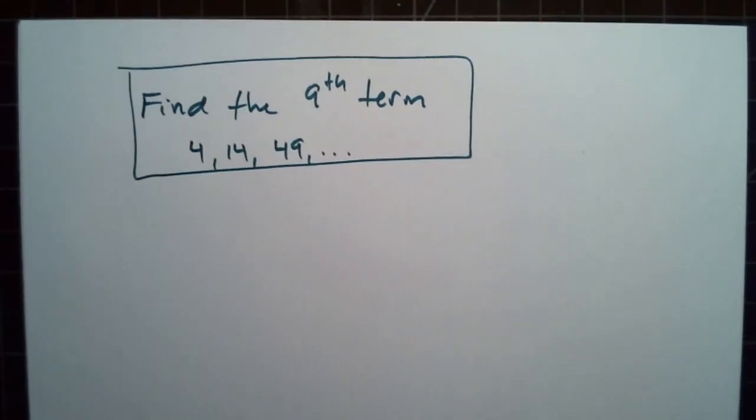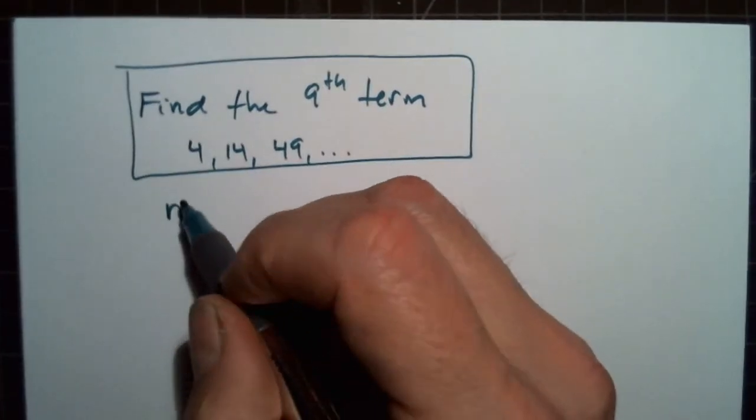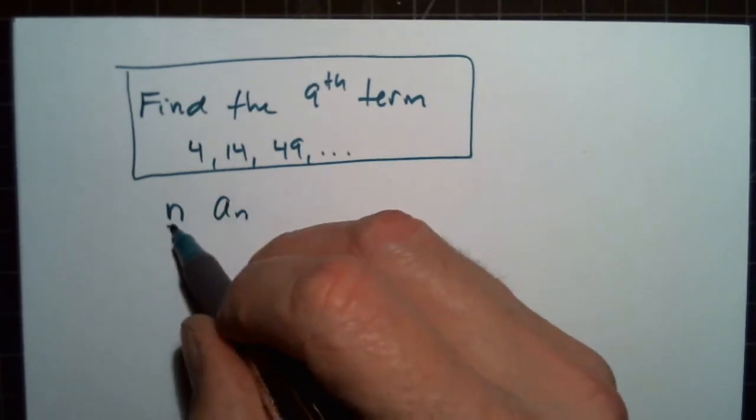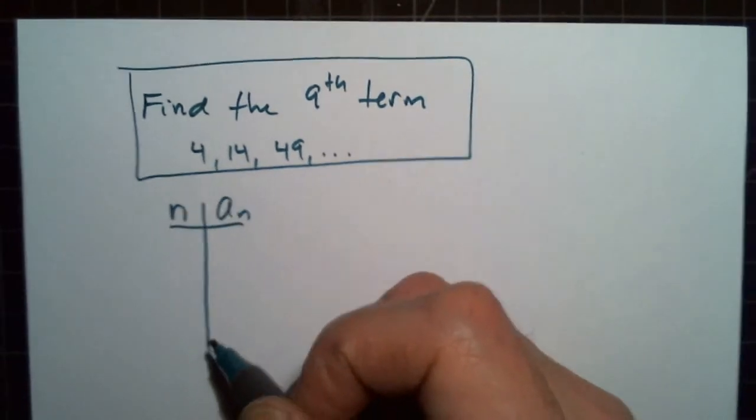Alright, find the 9th term. So let's find the nth term, or the explicit formula. Then we just have to substitute a 9.